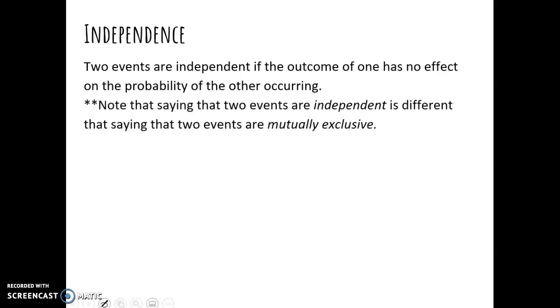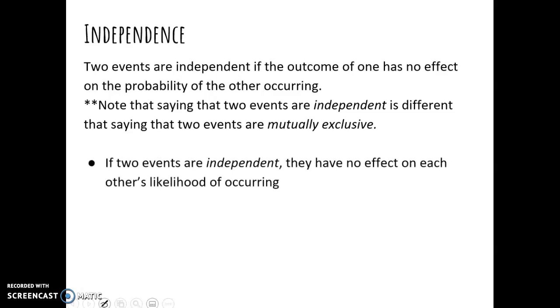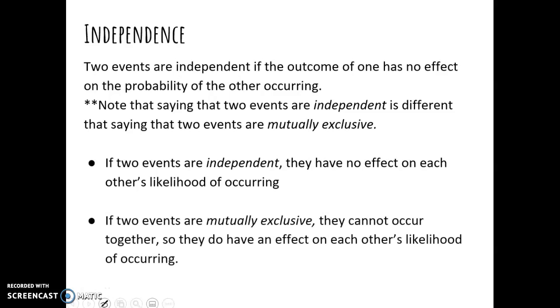Note that saying that two events are independent is different than saying that the two events are mutually exclusive. So please know that they're not the same thing. Remember, mutually exclusive events are events that can't happen at the same time. If two events are independent, they have no effect on each other's likelihood of occurring. If two events are mutually exclusive, they cannot occur together, so they do not have an effect on each other's likelihood of occurring. So independent is just they don't affect the probability of the other. But if they're mutually exclusive, they can't happen at the same time.